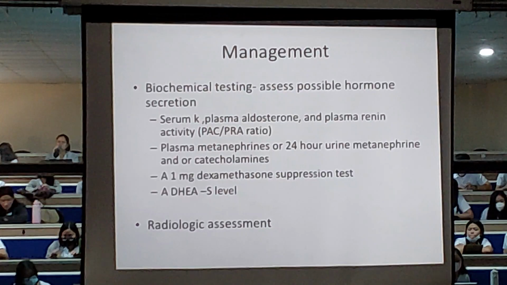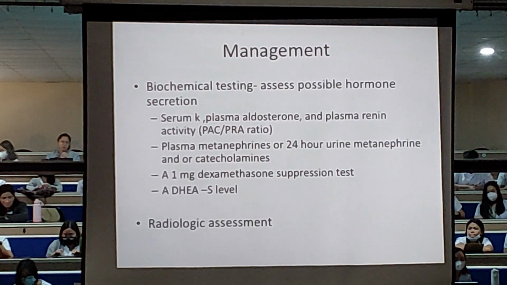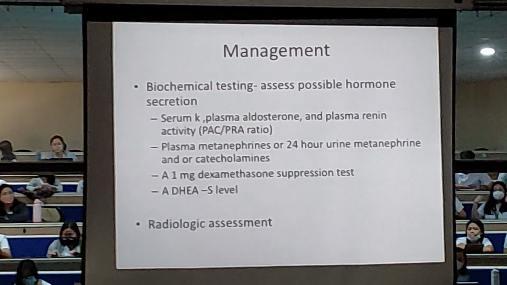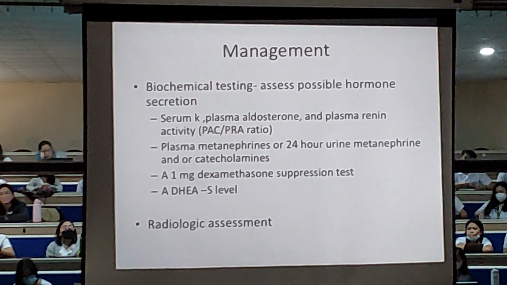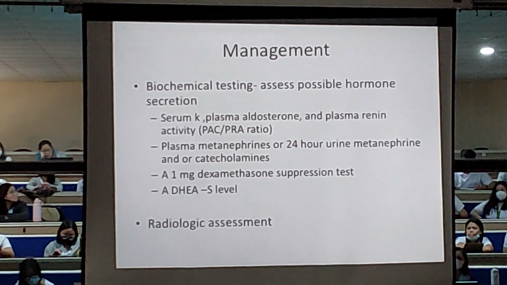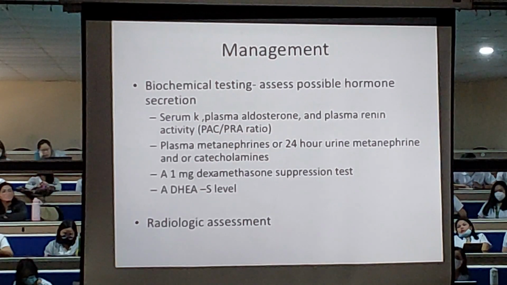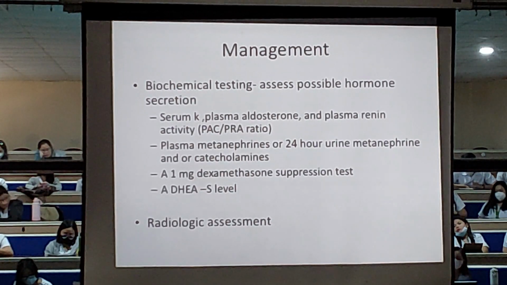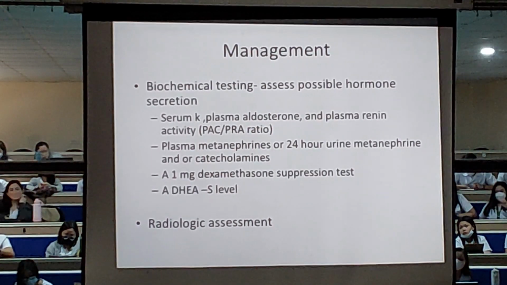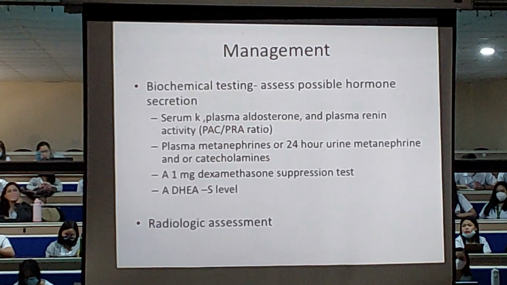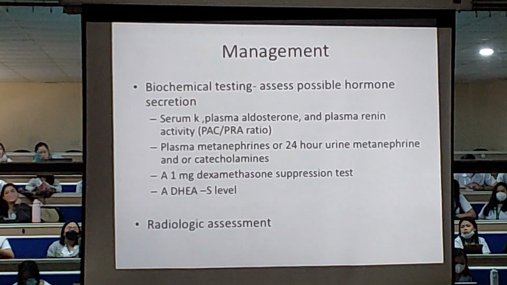So the management. Biochemical testing should be done to assess possible hormone secretion. You need to check the serum potassium, and you need to check the plasma aldosterone and plasma renin activity. For pheochromocytoma, you need to check the plasma metanephrines or 24-hour urinary metanephrines and catecholamines. For Cushing syndrome, you need to do a 1 milligram dexamethasone suppression test, and a cortisol level should also be determined.